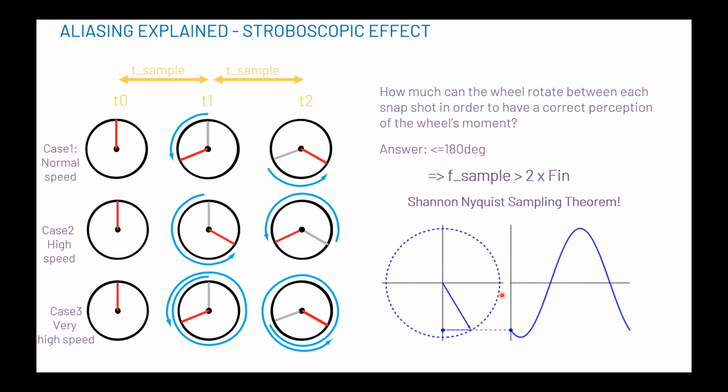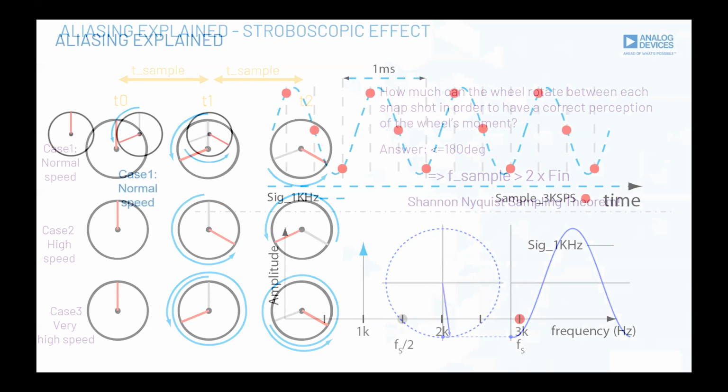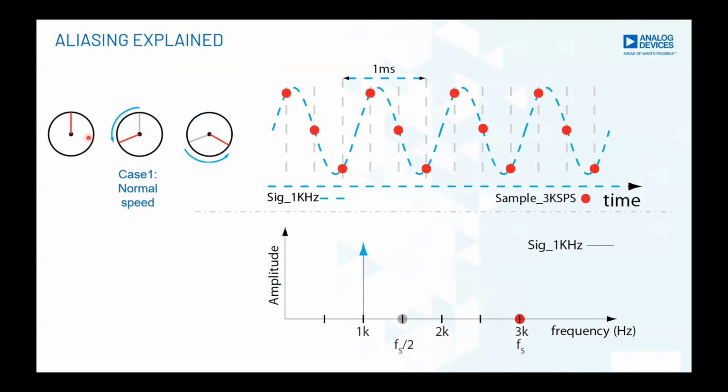Now, a spinning wheel is always very similar to a periodic sine wave signal, as we see over here. It can be more mathematically formulated with the sine formula. So if we take case one and create the time domain diagram of that, which is shown by these blue lines, this is a signal with a frequency of 1 kilohertz.